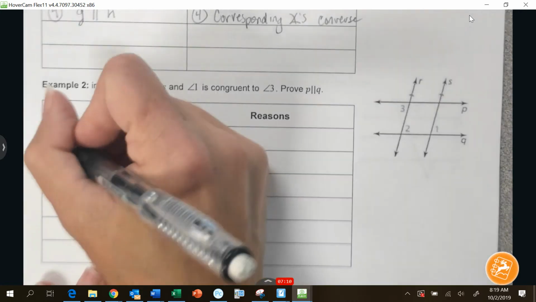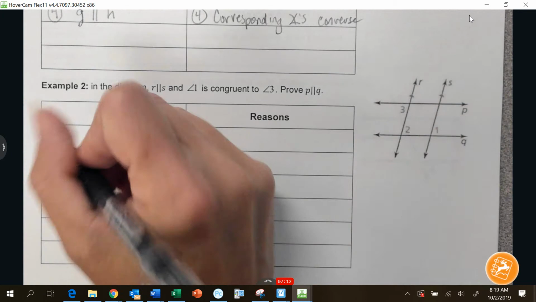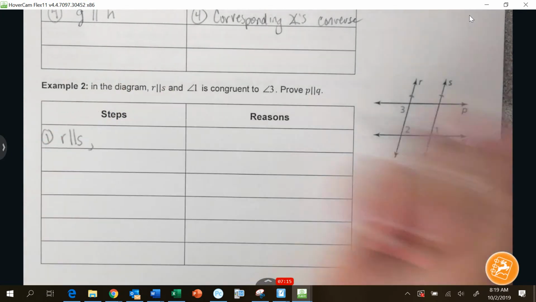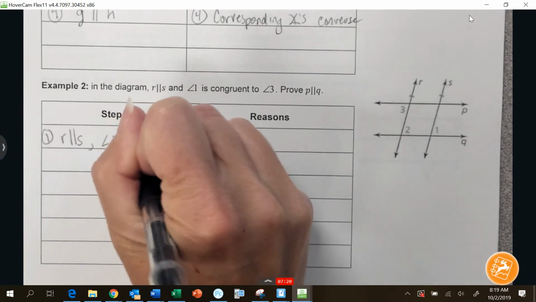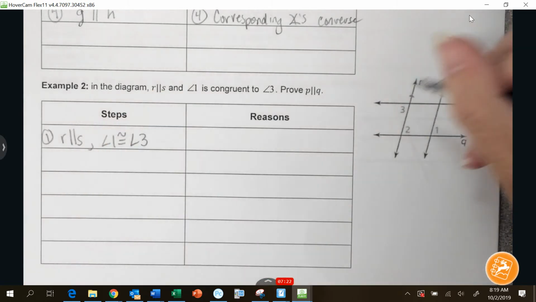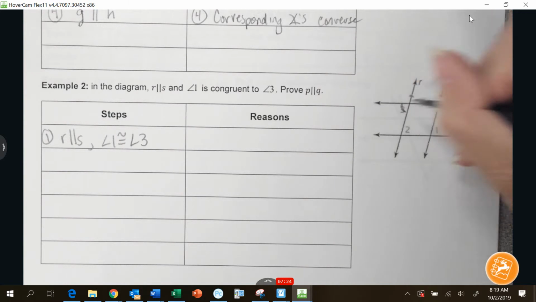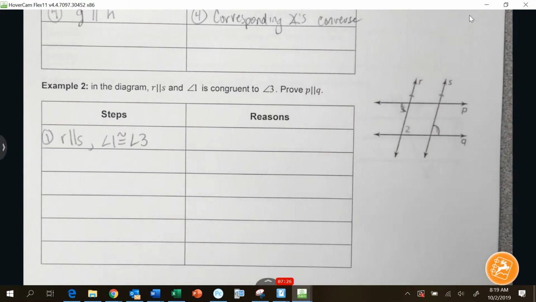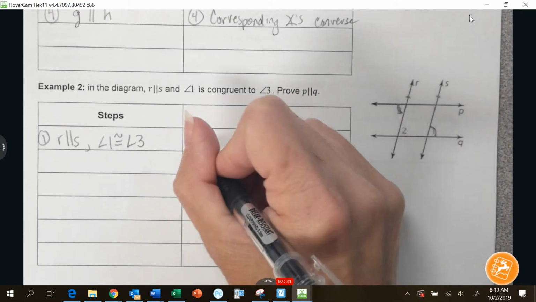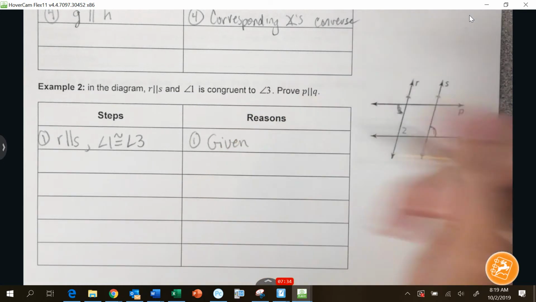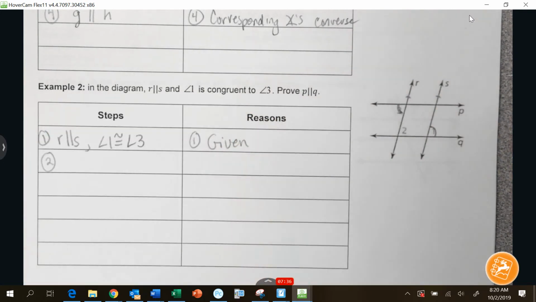To start, we've got step 1, R parallel to S, and angle 1 is congruent to angle 3. I'm going to go over and mark angle 1 and 3 congruent. And the reason is given. So then we got to kind of plan what we're doing here. Our ultimate goal is to prove that P and Q are parallel.